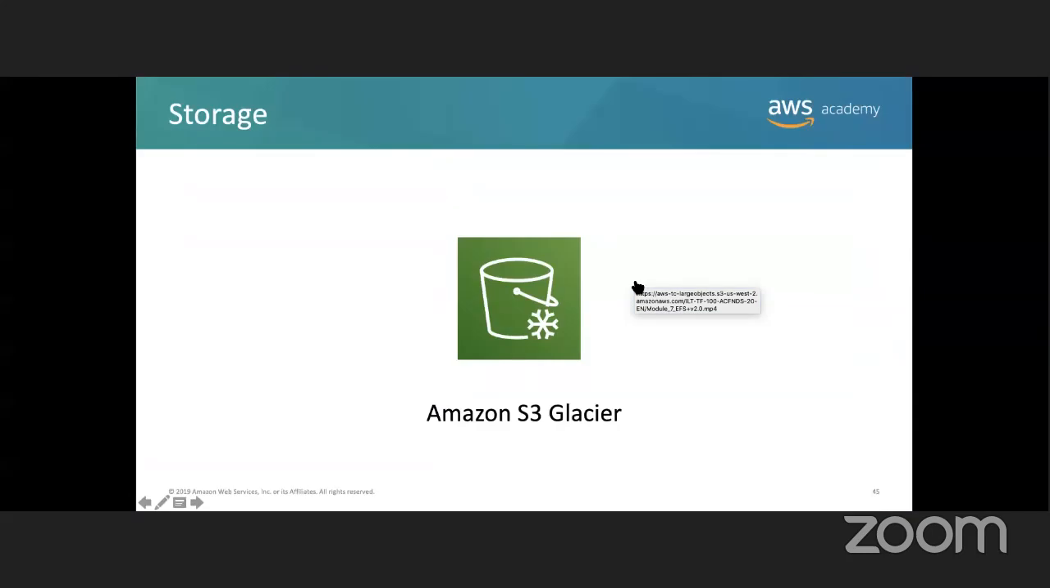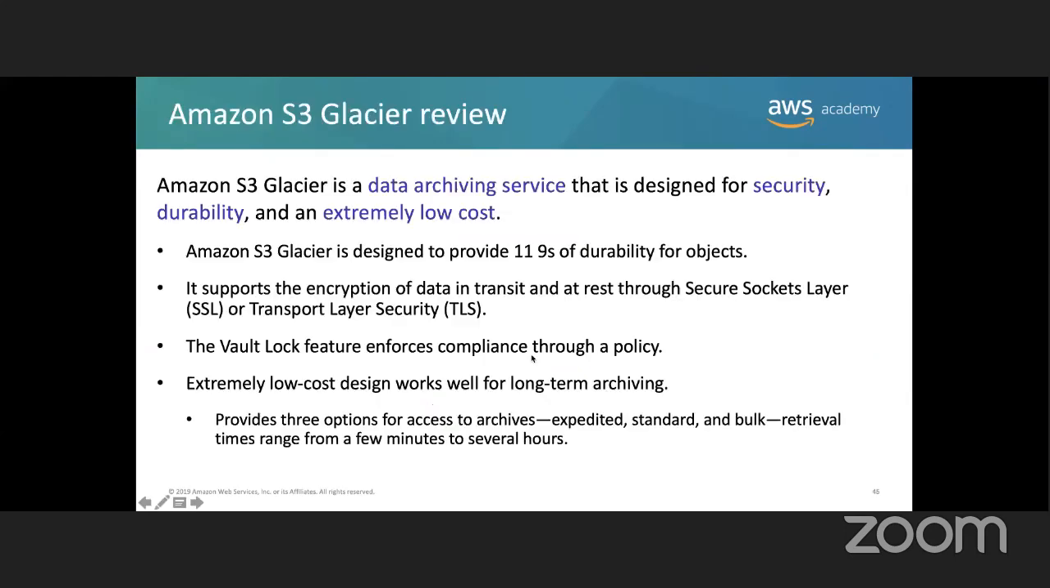Glacier. What's Glacier? Amazon S3 Glacier. It's an archiving service, right? Amazon S3 Glacier is a data archiving service that is designed for security, durability, and extremely low cost. It's super cheap, and it has the same durability as the standard S3, 11 nines, okay? It supports the encryption of data in transit. Okay, the encryption in an S3 bucket, standard S3, is optional. For the case of Glacier, it's mandatory. It's by default, okay?